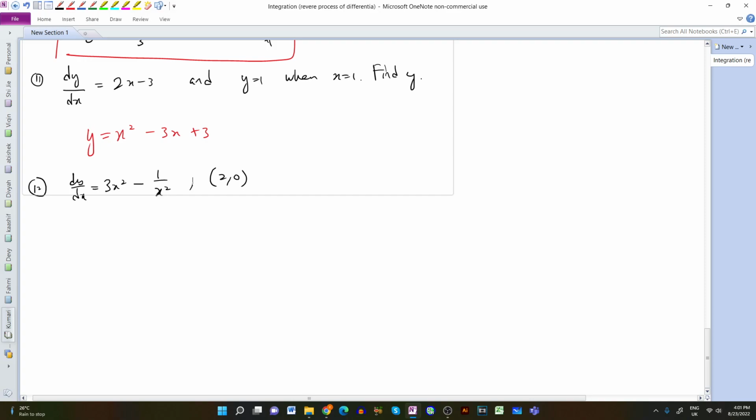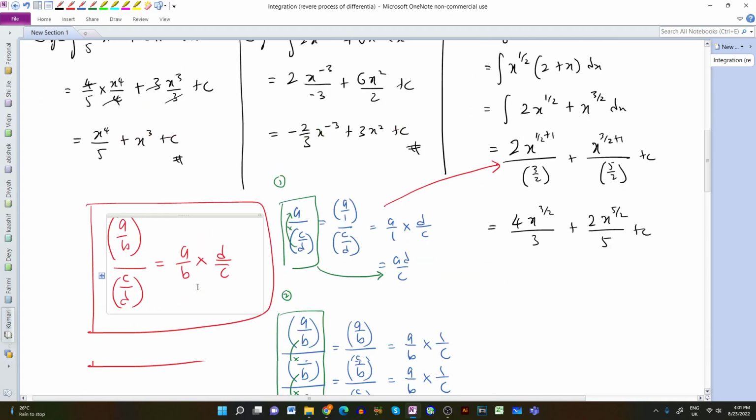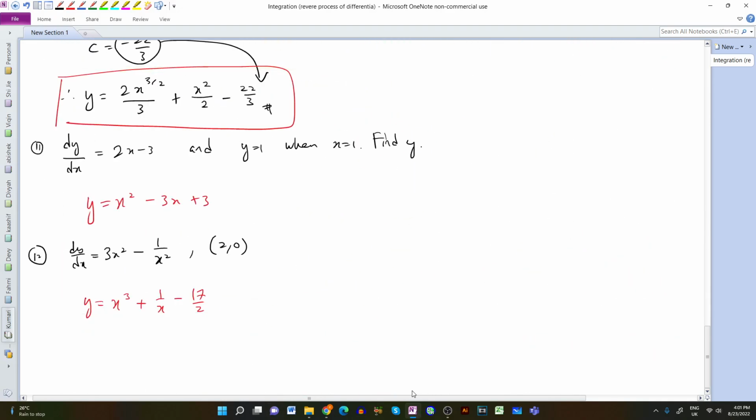Sure, I got the answer. The answer is y equals to x cube plus 17/2. Is this your answer? Yeah, that's my answer. That is your answer? Yeah. Oh, okay. All right. We will stop here.